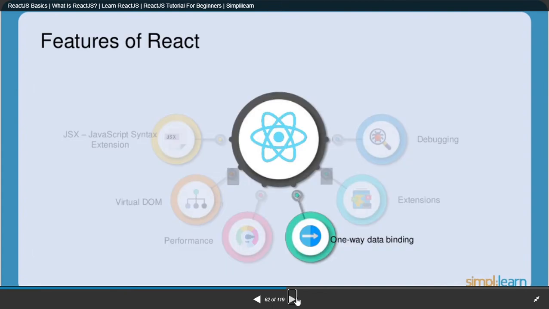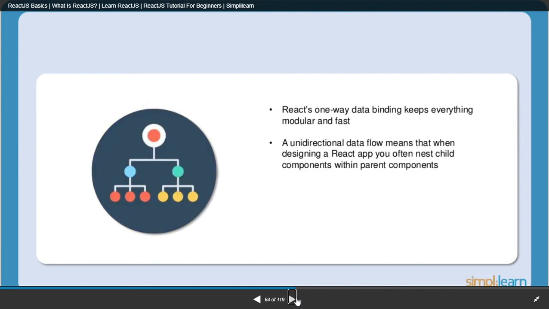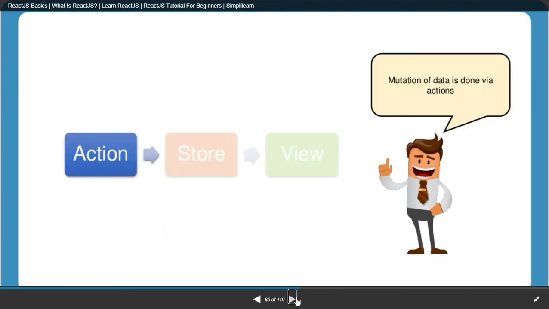Okay, so now the other feature is one-way data binding. React's one-way data binding keeps everything modular and fast. Unidirectional data flow means that when designing a React app, you often nest child components within parent components. This is what I have put here about the unidirectional data flow.